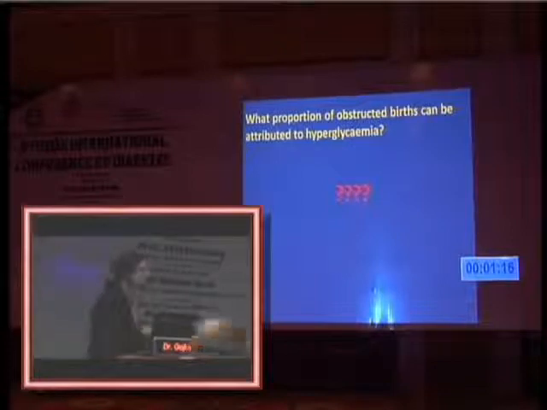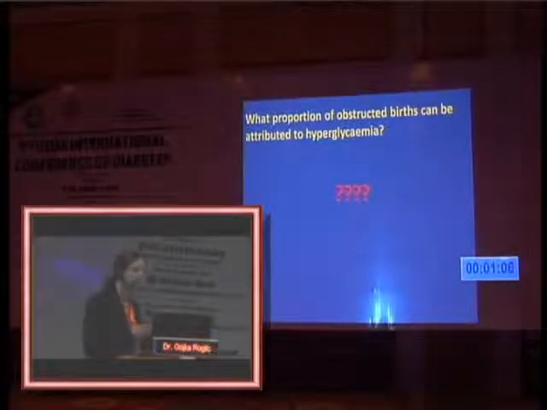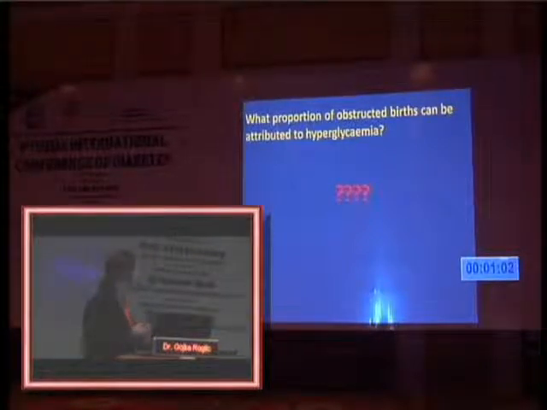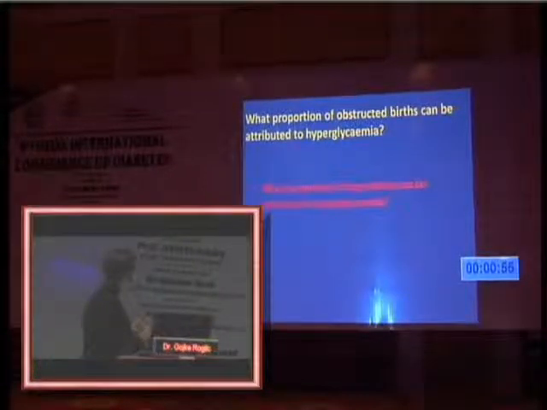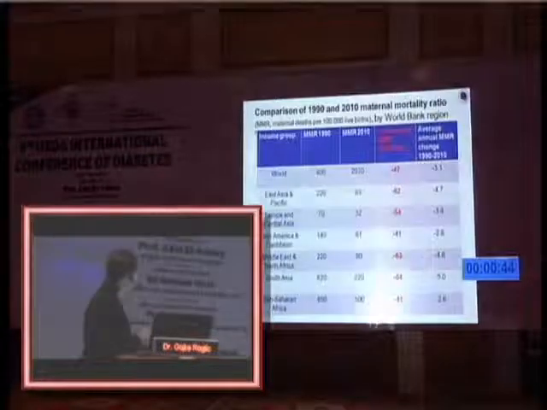So what proportion of obstructed births can be attributed to hyperglycemia? That is for the obstetricians and diabetologists to answer. So this would be an interesting research topic. So if you have some nice data, please do publish it, and that will be used for a future update of the guideline. What proportion of large babies can be attributed to hyperglycemia? What proportion of hypertensive disorders can be attributed to hyperglycemia?